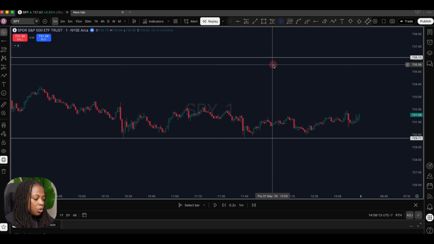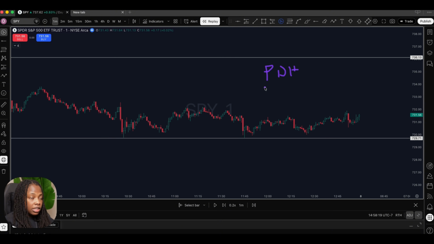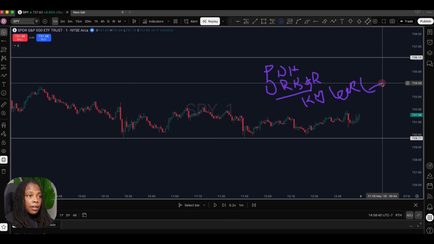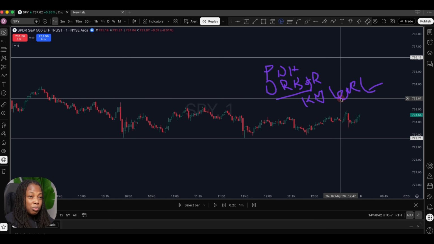We could easily trade the previous day's high break and retest. We can trade the opening range break and retest. We can trade key level break and retest as well. So we have 3 options, depending on what shows up on our chart.